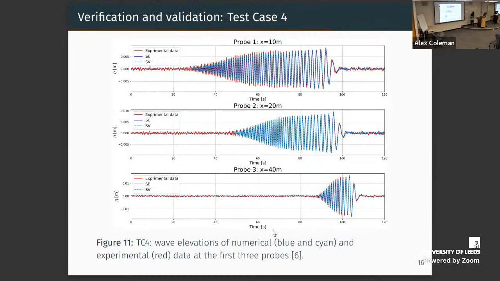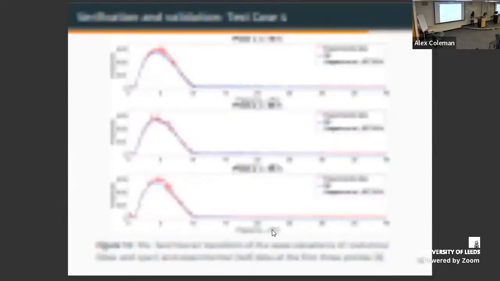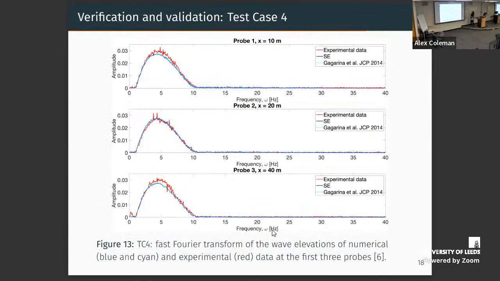This is the result from different probes at different lengths of the wave tank. And we found that the experimental data and numerical data agree well, it's in the acceptable range. So for different probes, you can see at 10, 20, 40, and this 50 and 54, the agreement is quite acceptable. Similarly, we did a comparison with another researcher, Gagarina, and we found that our model generates results which are in the acceptable range of the results that Gagarina got, and also the experimental data.